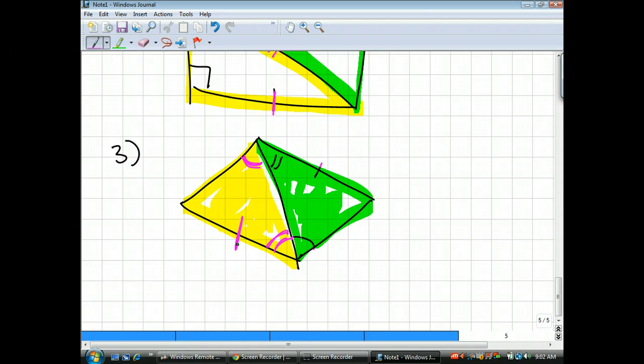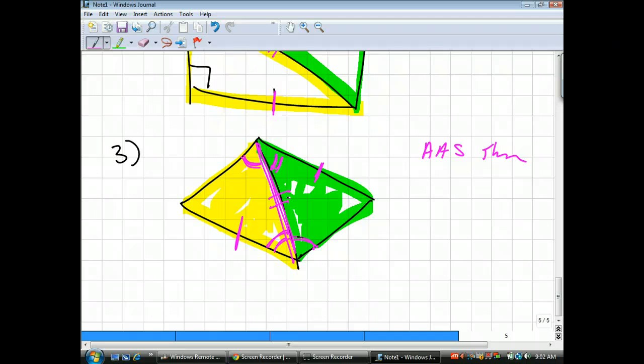What's the relationship between those? So I have two angles and a non-included side. So do I have the same thing on the other one? Do I have two angles and the non-included side? Yes. So I could use angle side theorem. But also notice that they share this side. They share that side. And so by reflexive property, I can say that they're congruent.